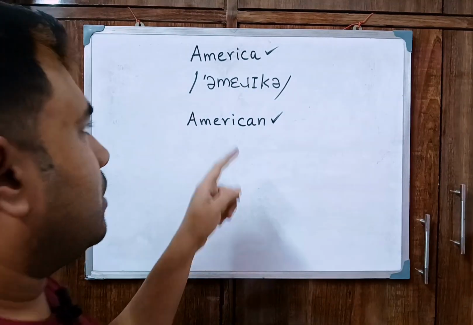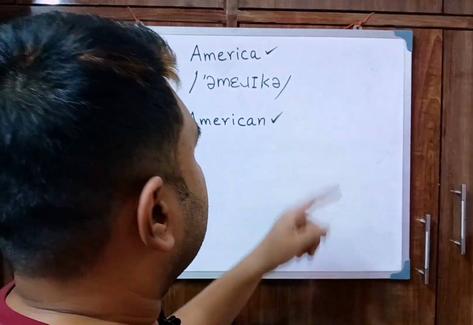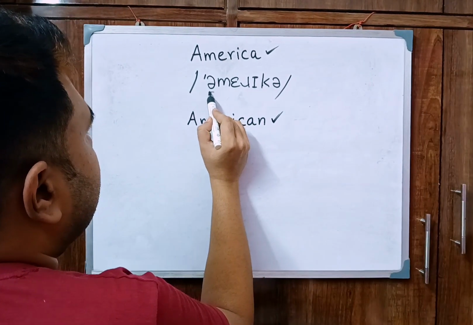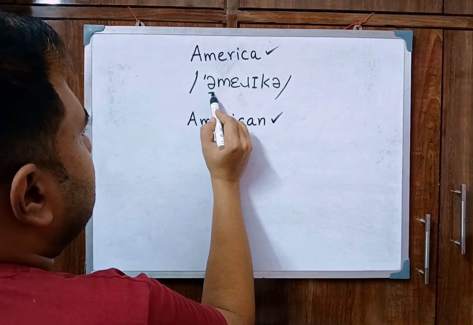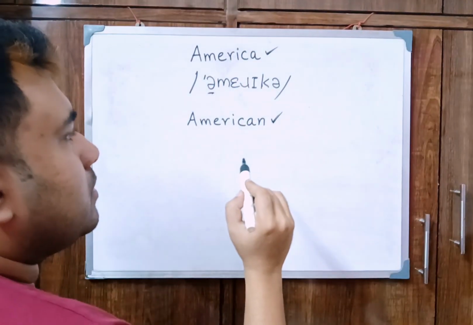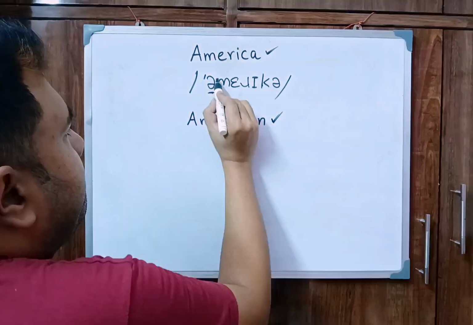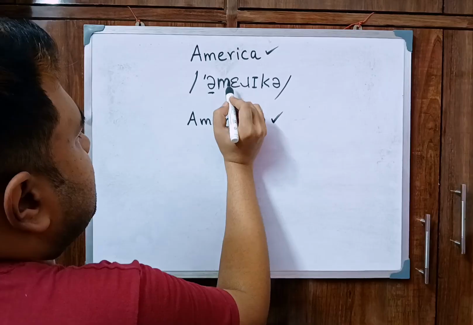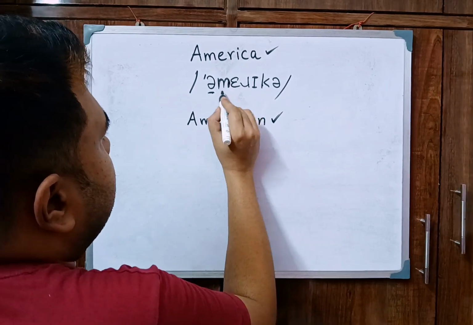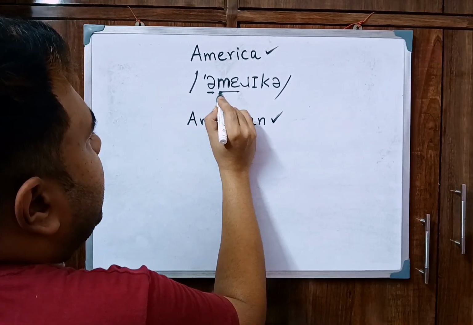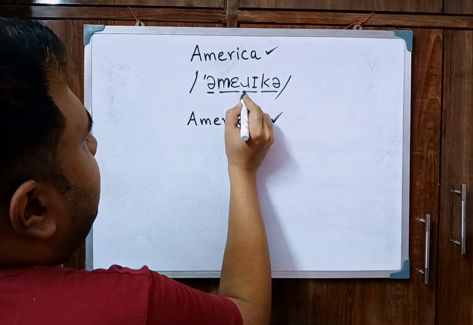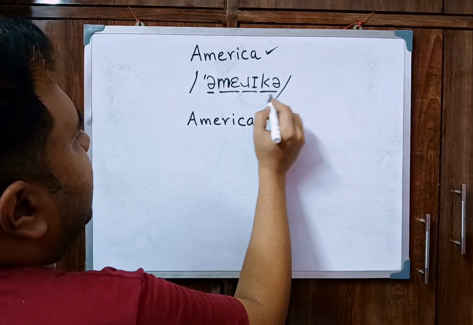America. So the first vowel is the schwa, which sounds as uh. Then the second is the consonant, which sounds as me, me, re, k. America.